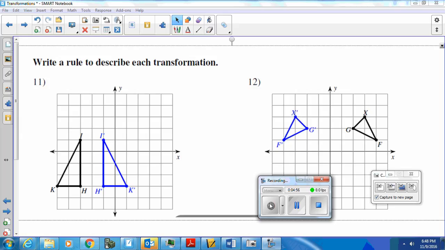All right, looking at this one, number 11, it says write a rule. I'm only going to do one of these because it should become pretty obvious. When it says write a rule, just say what is the line of reflection? So what is the original being reflected over? And it doesn't matter if you recognize which one is the original. Now you should, based on what we've been doing in class, recognize that the one without the prime marks is your pre-image, and your blue one here with your prime marks is the image.